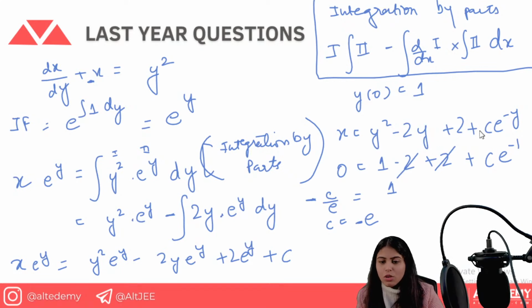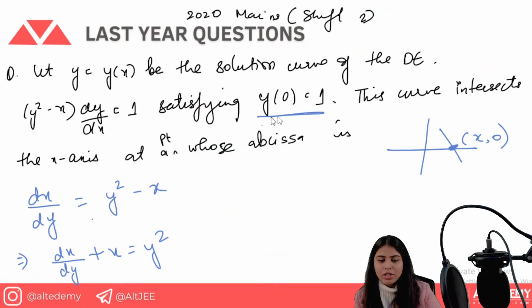So 0, 0, 2 plus c e to the power minus 0. c we already got, minus e. So just substituted the value of c. How did you get the value of c? It is already given. So one condition is already given. So whenever the condition is given, this is given so that you can make out the value of c from that. Okay. So this is the purpose.